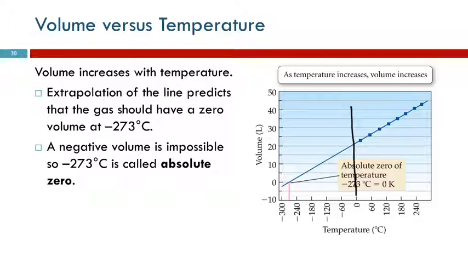So based on this, a new temperature scale was developed called the Kelvin temperature scale. And it's based on this zero volume thing. So minus 273 degrees Celsius is equal to 0 K. It looks like OK, doesn't it?